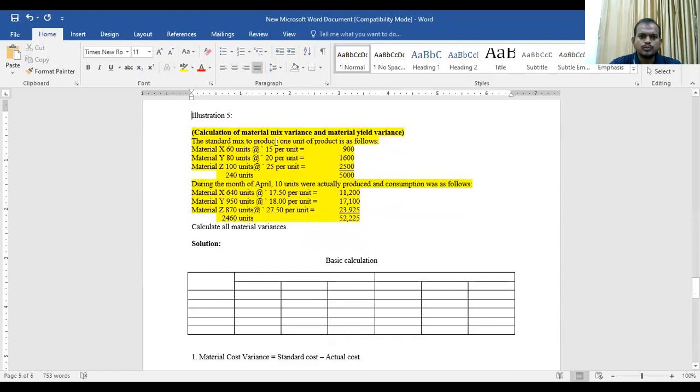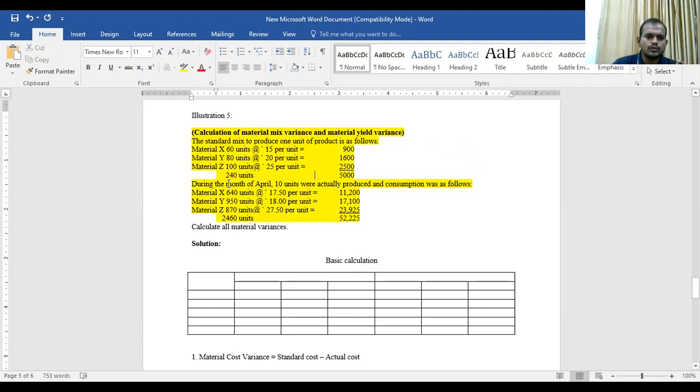The standard mix to produce 1 unit of product is material X 60 units, material Y 80 units, material Z 100 units. Total 240 units. This is the price per unit and this is the cost, total cost to produce 1 unit of product.